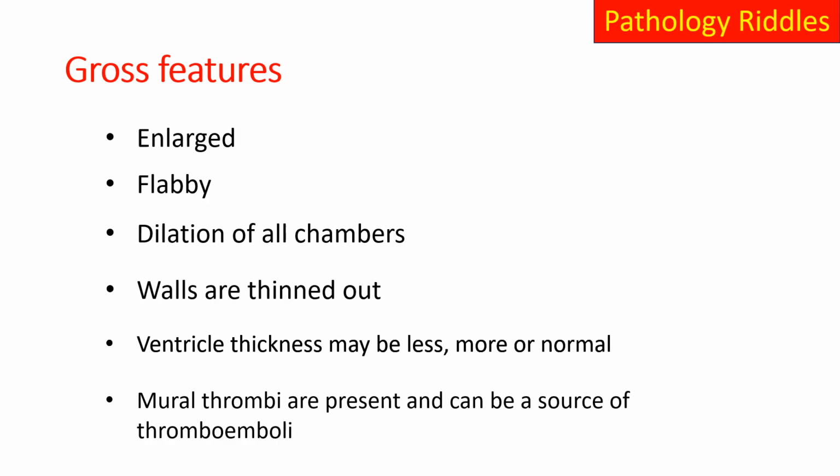Grossly, in dilated cardiomyopathy, you will see an enlarged, flabby heart. There will be dilatation of all the chambers. The walls will be thinned out. Although there is hypertrophy, because the cytoskeletal structure is compromised, there is elongation. So all the walls of the chambers of the heart are thinned out. And there may be mural thrombi because there is systolic dysfunction, so blood accumulates for a long time, and this can lead to thrombi formation. These thrombi can move about, so they will cause thromboembolic phenomena.